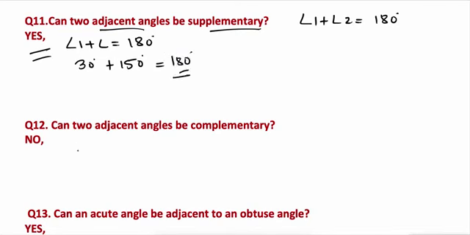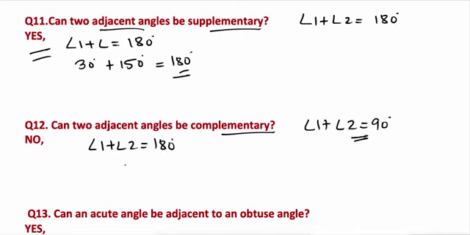Can two adjacent angles be complementary? For adjacent angles in a linear pair, angle 1 plus angle 2 should be equal to 180 degrees, and for complementary, angle 1 plus angle 2 should be 90 degrees. So the two adjacent angles cannot be complementary. So the answer is no.